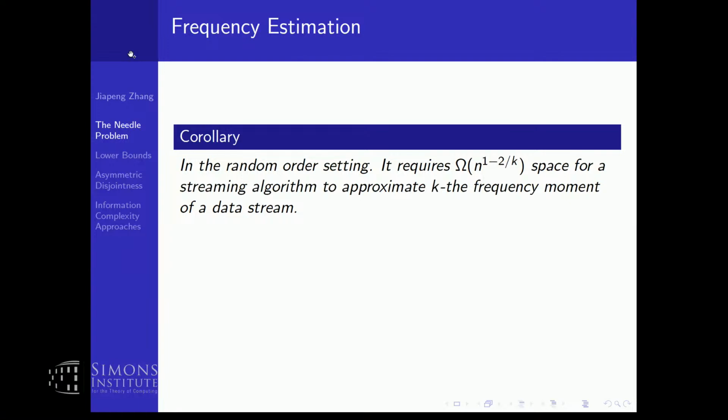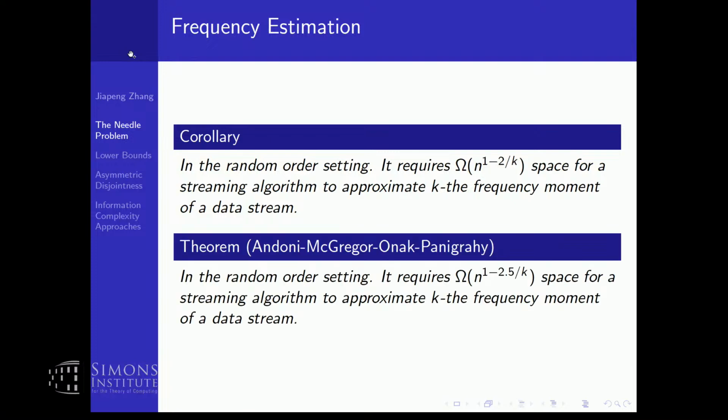As a corollary, we can show that if you want to estimate frequency moments, you need omega of n to the 1 minus 2 divided by k space. The previous best known result, given by Andoni, McGregor, and others, was n to the 1 minus 2.5 divided by k space.